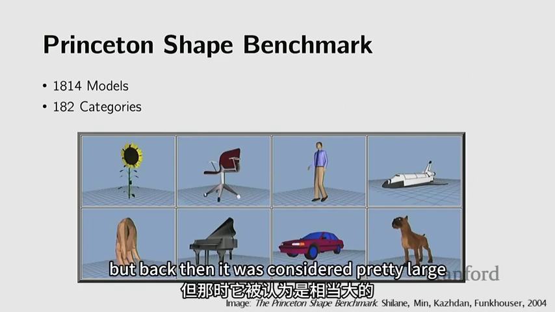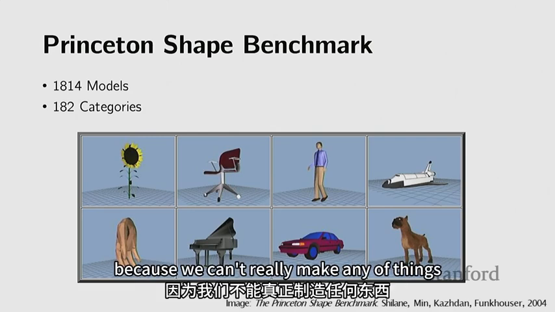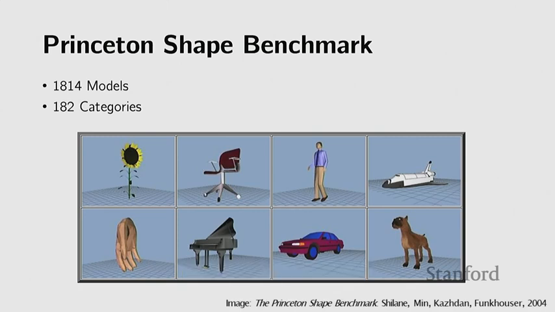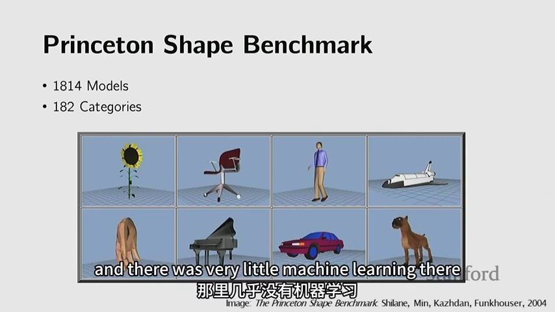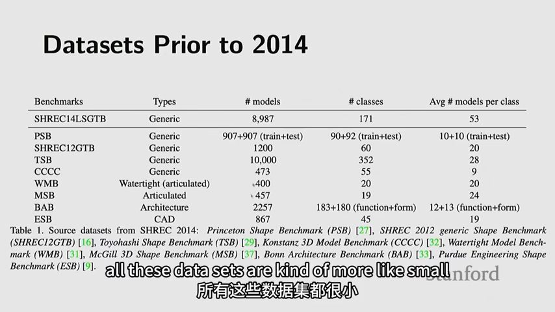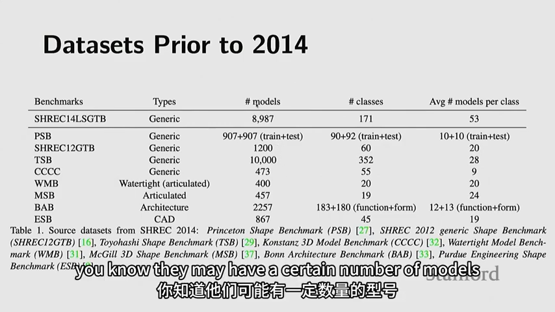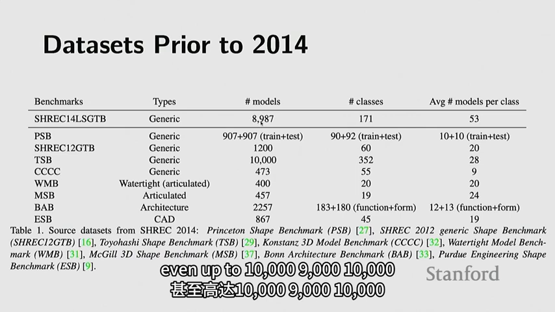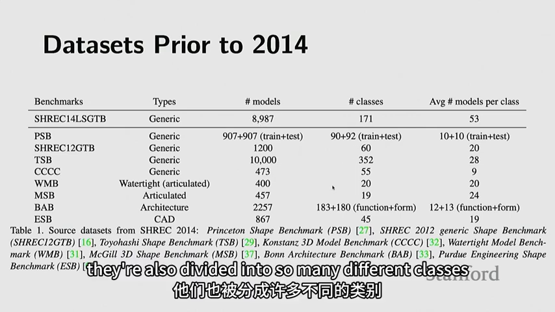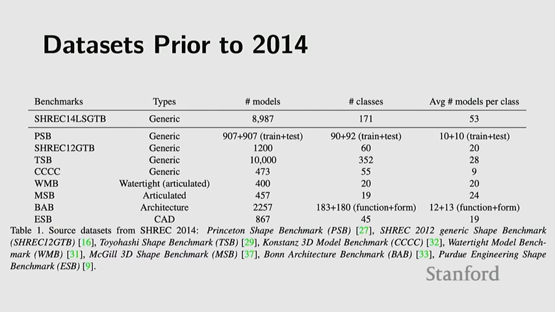But back then it was considered pretty large, and people felt like this was already enough to work with, because we couldn't really make any of these things work well on them. And there was very little machine learning there. So prior to 2014, all these datasets were more or less small. They may have a certain number of models, even up to 9,000 or 10,000, but they're divided into so many different classes that each class has only around 10 models, or less than 100.